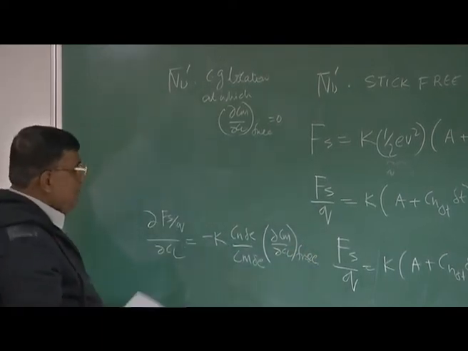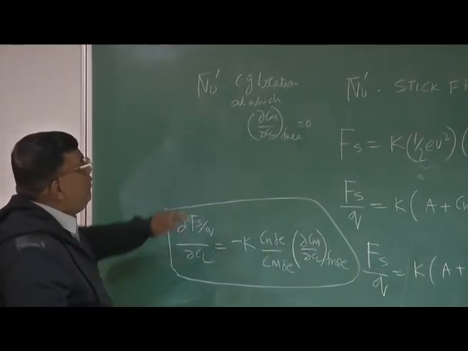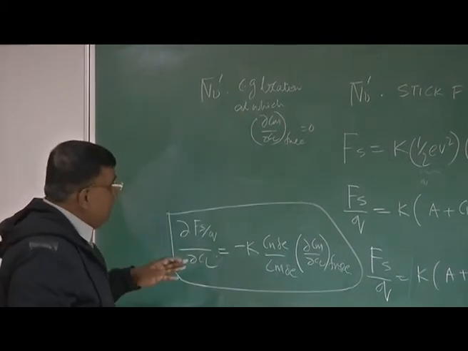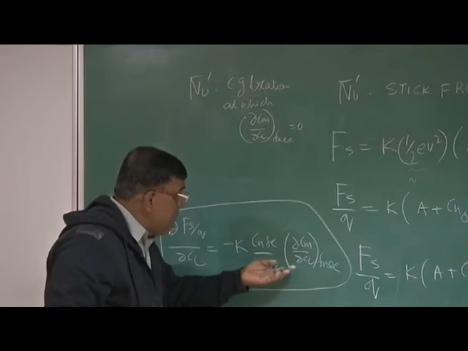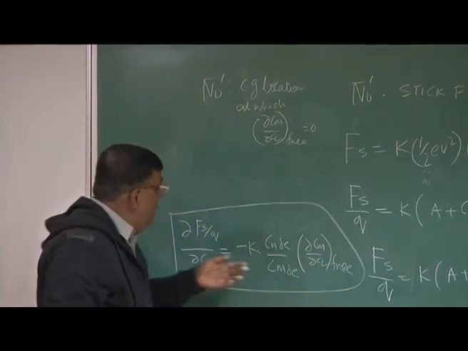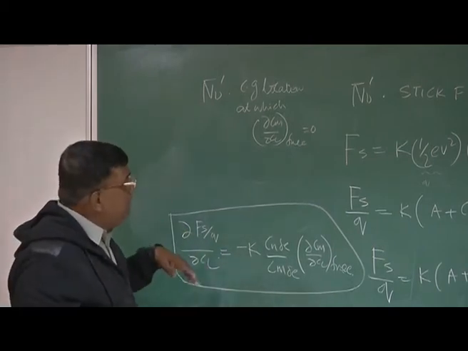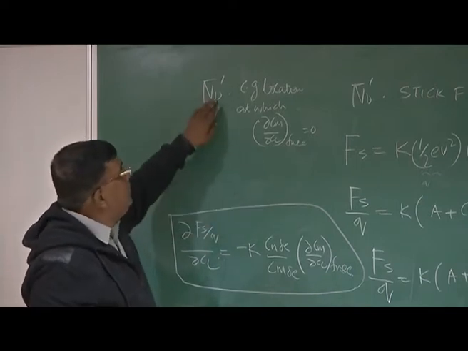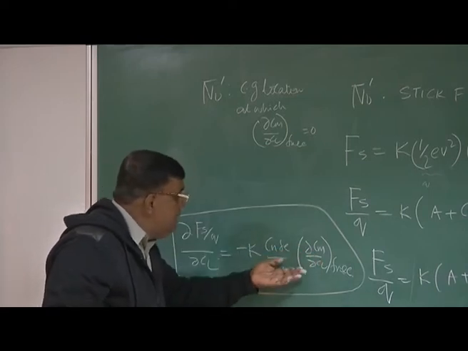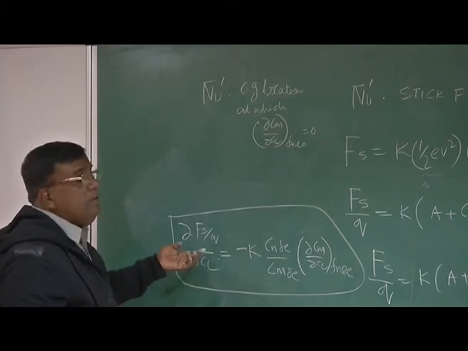So what is the meaning now? Carefully see this expression. What is our aim? We want to find out the CG location at which dCm by dCl free is 0. That means at that CG where dCm by dCl free is 0, dFs by Q by dCl is also 0. This is clear? I repeat, the CG which is the stick free neutral point, at which dCm by dCl is 0, this relationship tells you that dFs by Q by dCl is also 0.